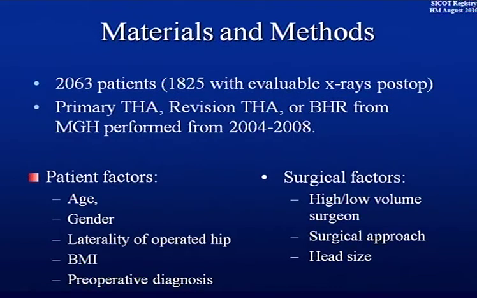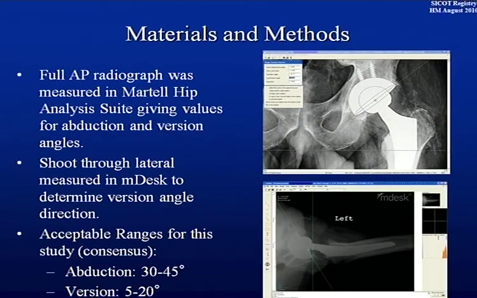We had 1825 cases where we had x-rays available in the registry. We looked at all primary, revision and resurfacing, and we looked into age, gender, laterality of the operated hip, BMI, and pre-op diagnosis. We looked at the surgeon doing few or many cases, the approach, and what head size he used. We used the Mattel software to determine the inclination of the cup, and you can get the version of the cup as well, and then we used MDisc in order to see if it was retroverted or anteverted.